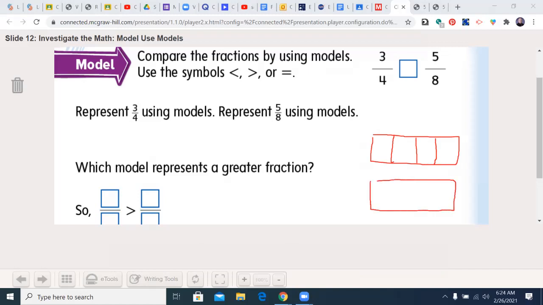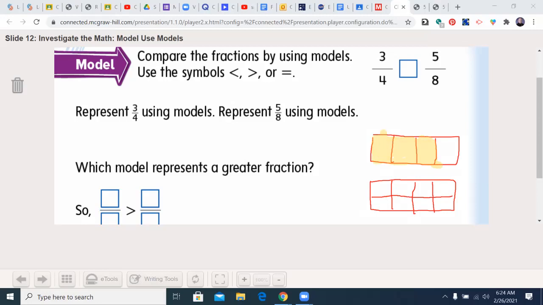Now I need 8s. Let's pretend that my artwork isn't shoddy and these are all the same width. So let's color in. I'm going to use a different color just for it. 3/4. 1, 2, and 3. You want to make sure you stay within the lines. You know, do better than your teacher's art skills. So that's 3/4 right there.